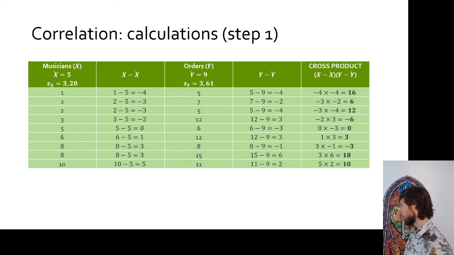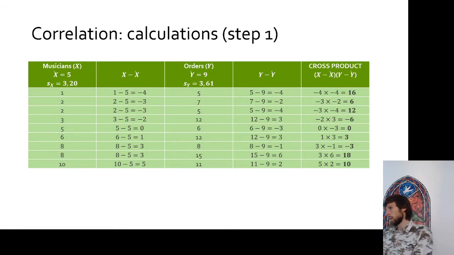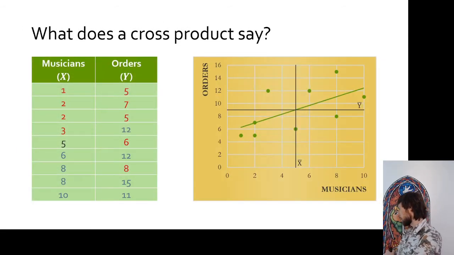3 musicians but 12 orders. And you can see their deviation from the mean on X is negative, their deviation from the mean on Y is positive, and that leads to a negative cross product of -6. You can say the same thing of persons who are in the lower right quadrant. More musicians than average, less productivity than average, so they should also make the correlation more negative.